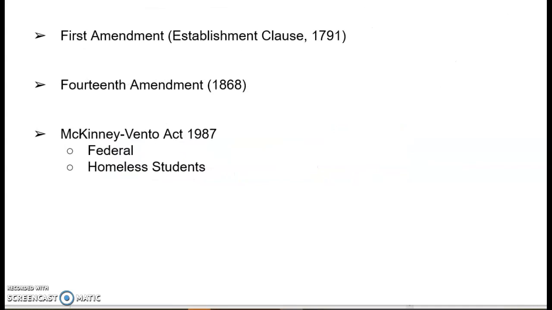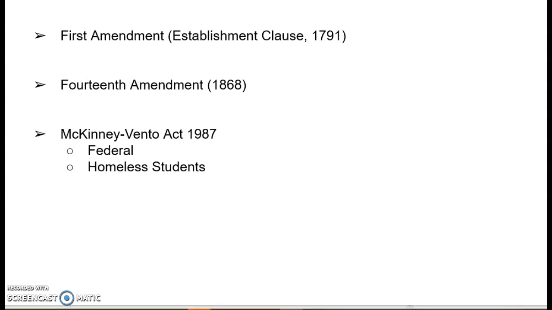I'll begin with some very broad principles. The First Amendment of the United States Constitution, 1791, has what's known as the Establishment Clause, that the United States is a secular nation. It welcomes all religions, but it is wrong for the government to try to establish one type of religion. And there are some Americans who don't really like that, but that's the way it goes.